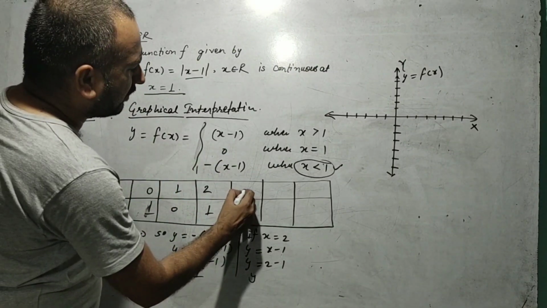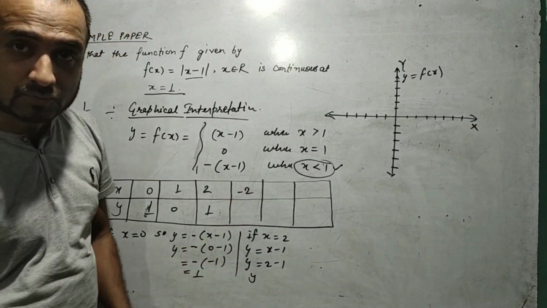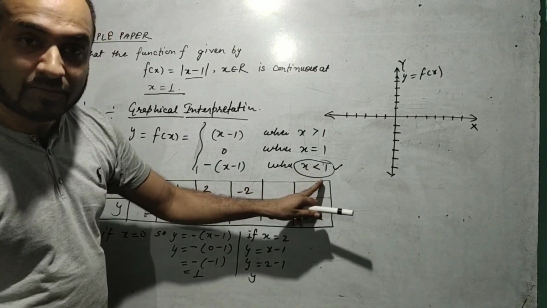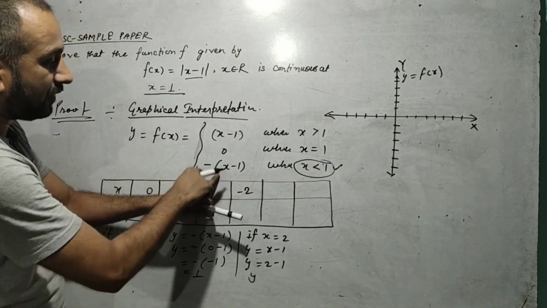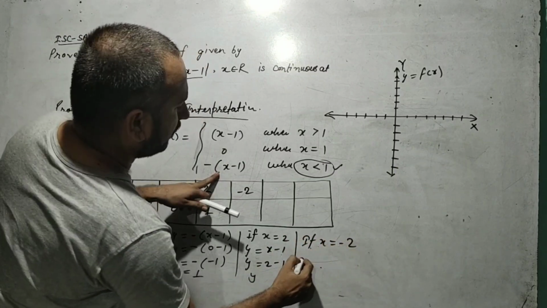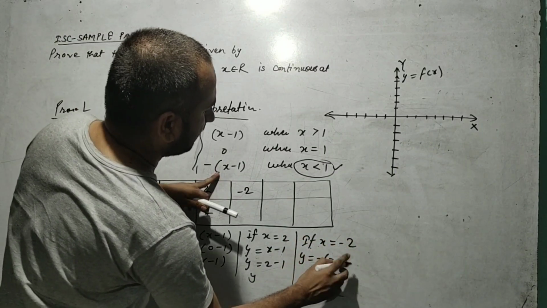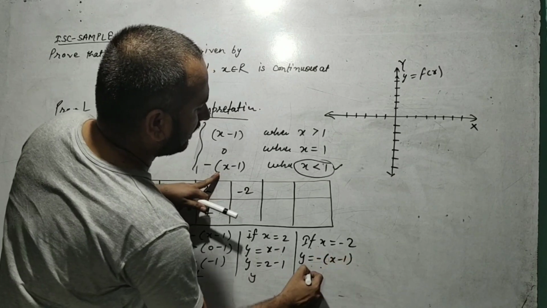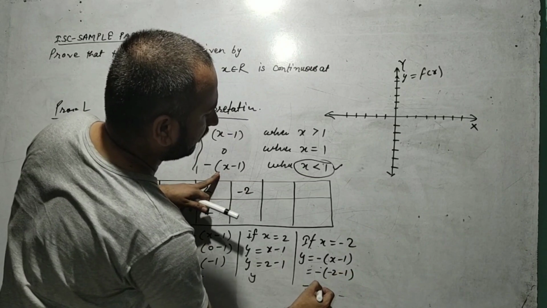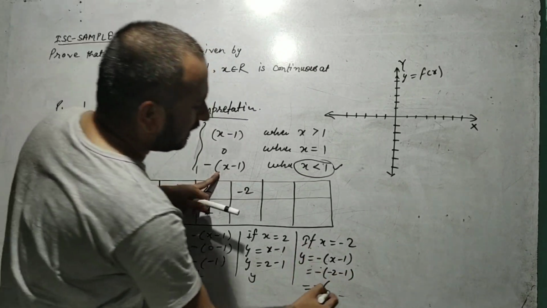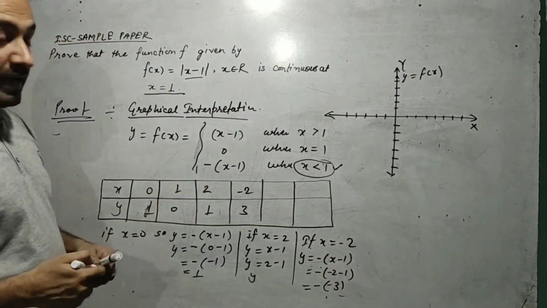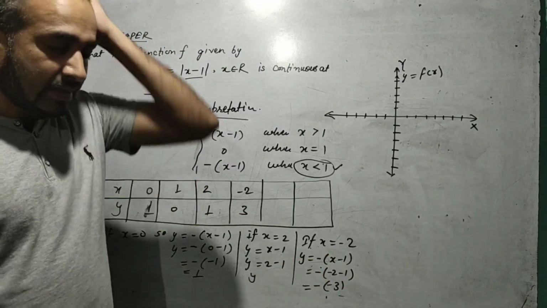If you are taking x is minus 2, what will be the effect? Minus 2 is less than 1, so the function is minus of (x minus 1). If I am taking x is minus 2, y will be minus of (x minus 1). So minus of (minus 2 minus 1), that is minus of minus 3, and minus multiplied with minus 3 gives you positive 3. It means if x is minus 2, y is plus 3.